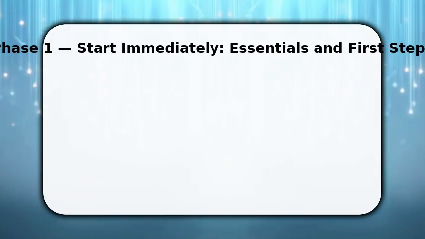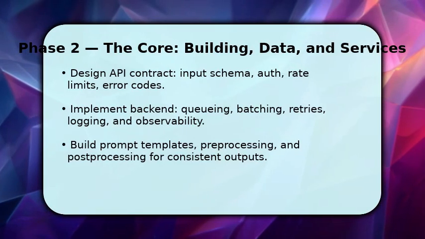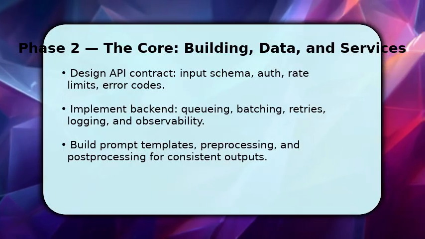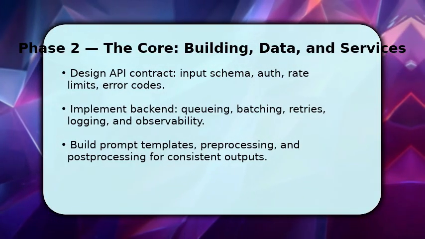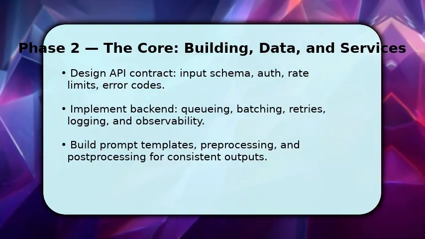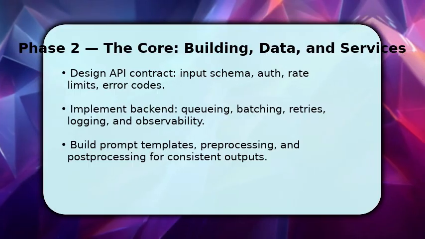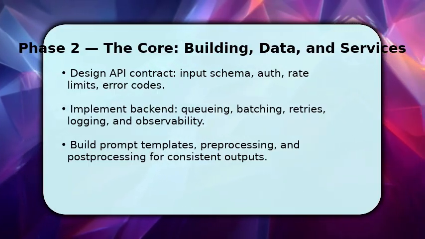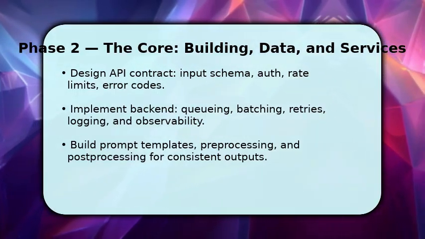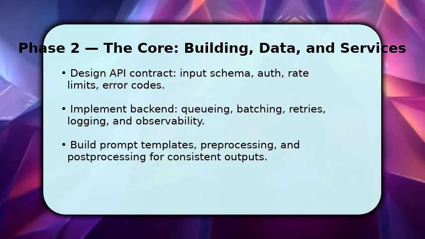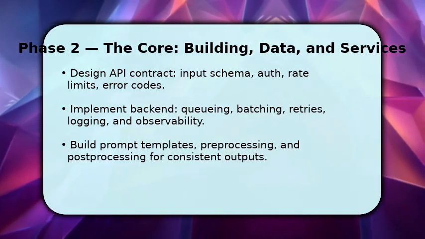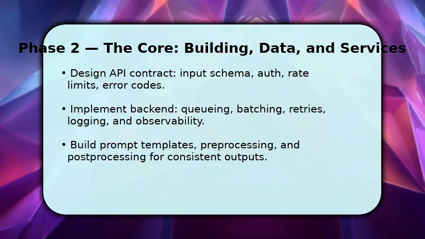Once the prototype exists, define the API contract so front-end and back-end agree on inputs, auth, and errors. Then implement back-end patterns, queuing, batching, retries, and structured logging to handle AI latency spikes. Make prompt templates and preprocessing deterministic because consistent inputs produce reliable outputs. Similarly, add post-processing rules to normalize model responses.